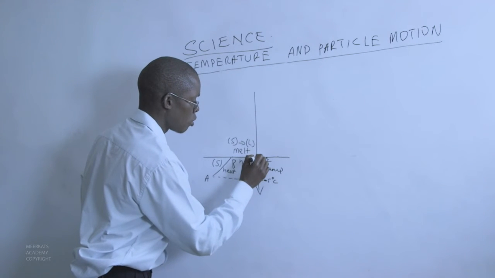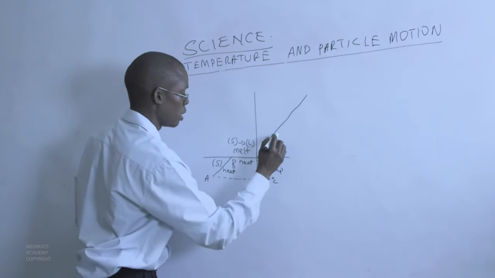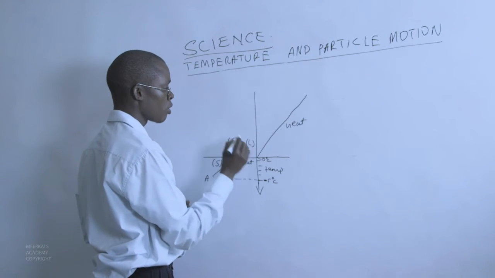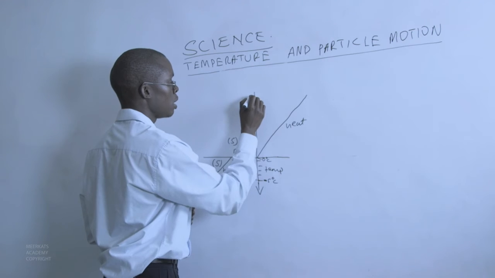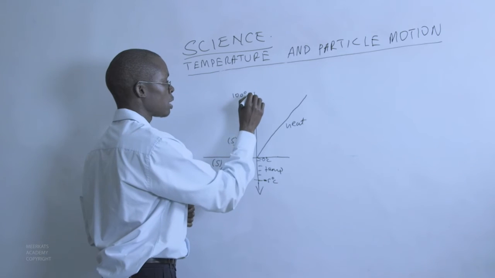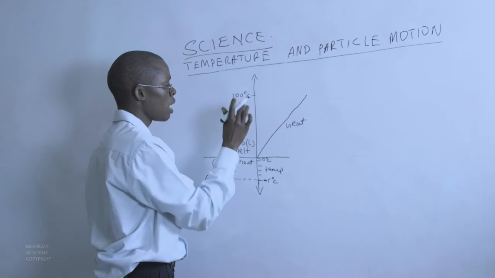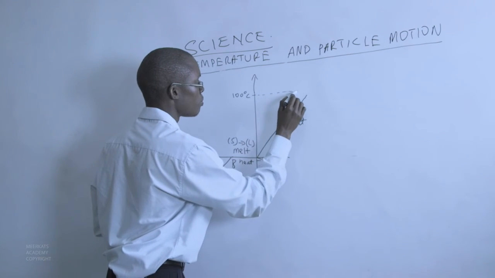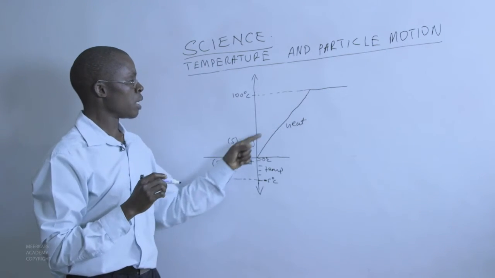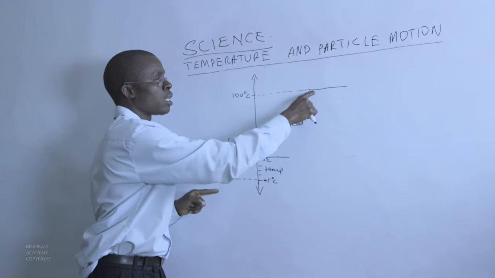From this point, you continue heating. As you continue heating, the temperature will rise from 0 degrees centigrade to 100 degrees centigrade. This is at sea level, so we use 100 degrees centigrade. So at this 100 degrees centigrade, the temperature again becomes constant, just like here. Temperature here is constant, temperature here is constant.